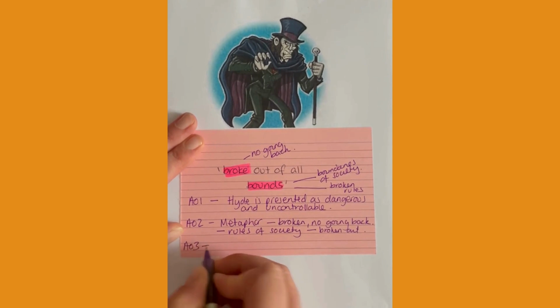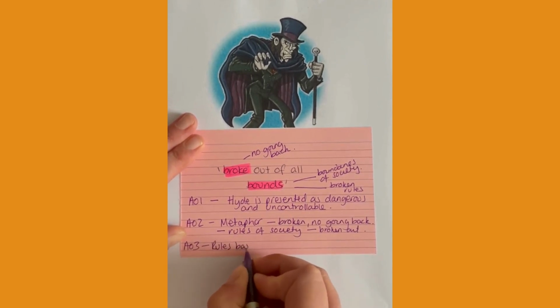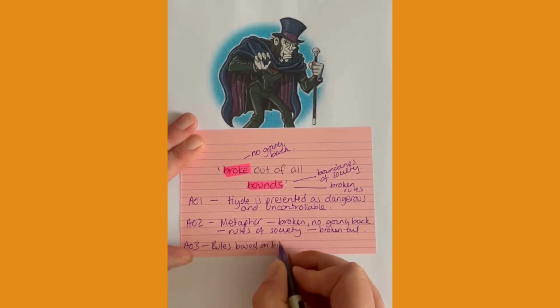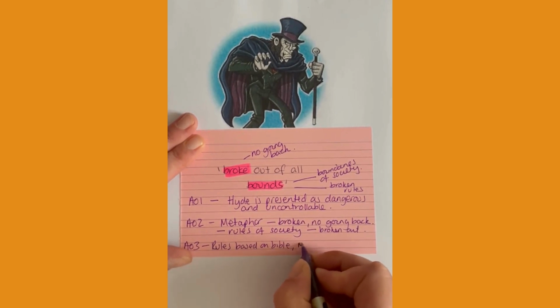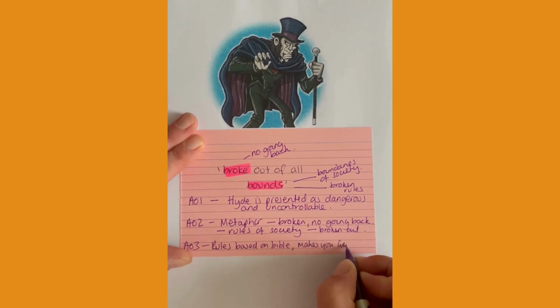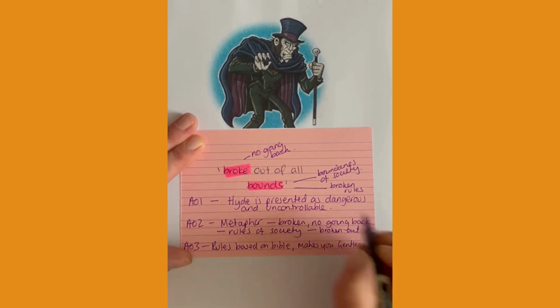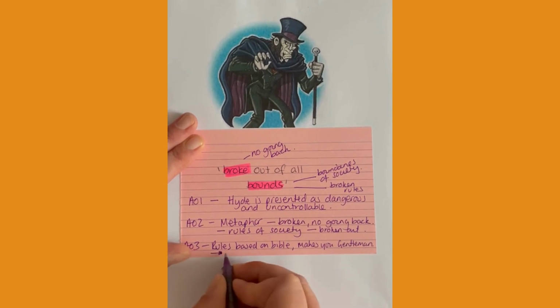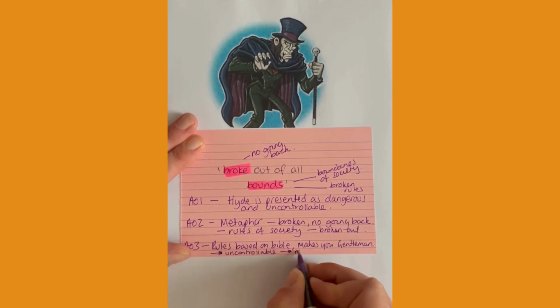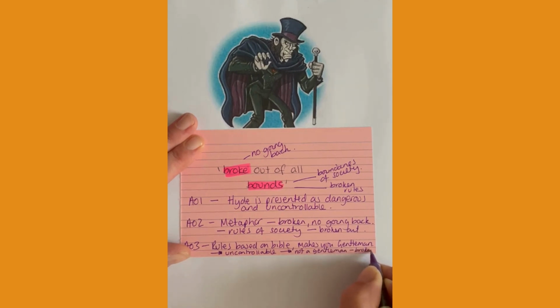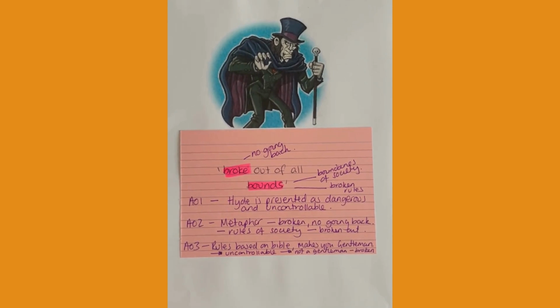So again, rules of society, which are based on the Bible. It is what makes you a gentleman. Without those things, it shows that he's uncontrollable because society cannot control him, therefore not a gentleman, therefore it is broken. And that links to the idea that Hyde is himself broken. He is not normal, he should not really exist, and he's finally broken out of those bounds of society that shouldn't ever have been there to hold him in the first place.